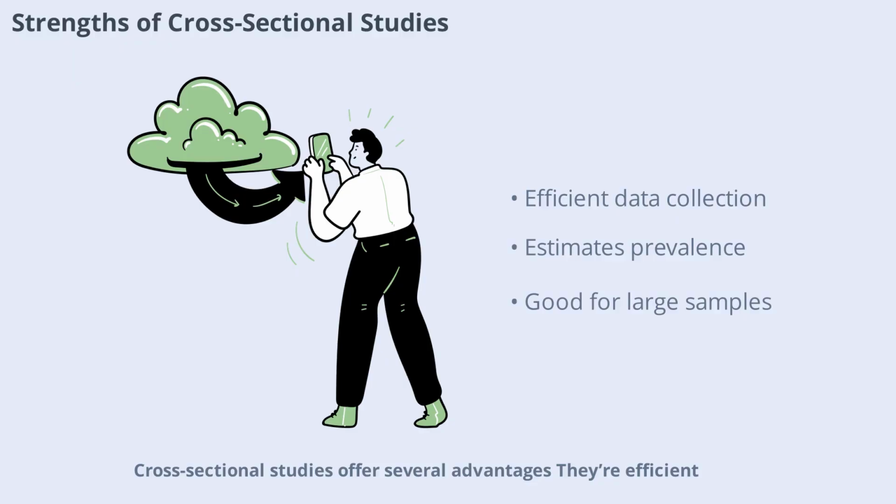Cross-sectional studies offer several advantages. They're efficient, as data is collected at one time point, making them less time-consuming and more affordable than other designs. They're great for estimating the prevalence of diseases or risk factors and can be conducted on large populations. These studies are especially useful for generating hypotheses that can be tested in future research. However, let's not forget their limitations, which we'll discuss next.